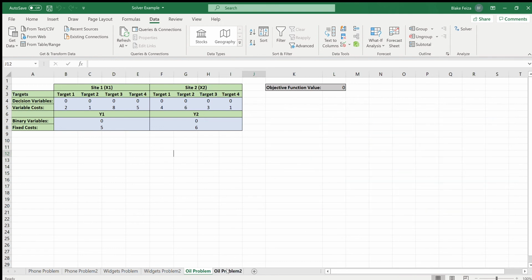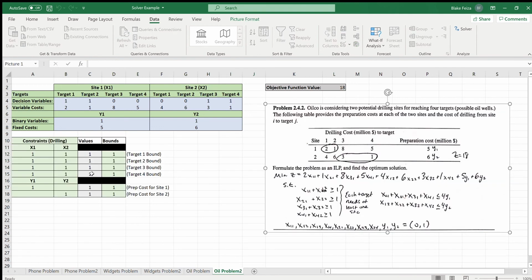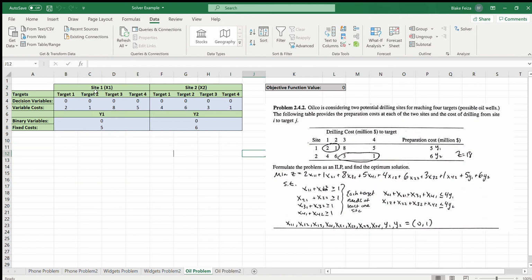On to our final sheet here. I put the constraints in for us, which actually I didn't even mention our values up top. I'll go back really quick. For this situation, because we had a different setup, I did all of our x1 under this big heading here. So from site 1 to target 1, it's going to be 2 million, and then so forth for targets 2 through 4. It's 1, 8, and 5 million.